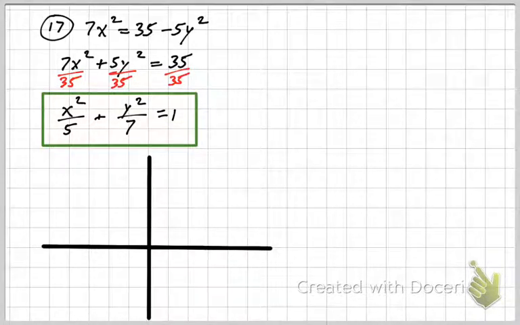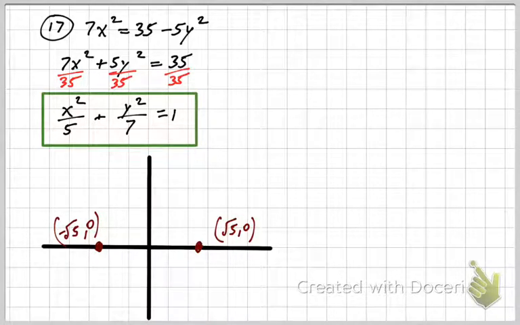The center is at the origin, 0, 0. Under the x, I go to the square root of 5. So what is the square root of 5? 2 point something? 2.23. So I go square root of 5 to the right and square root of 5 to the left.